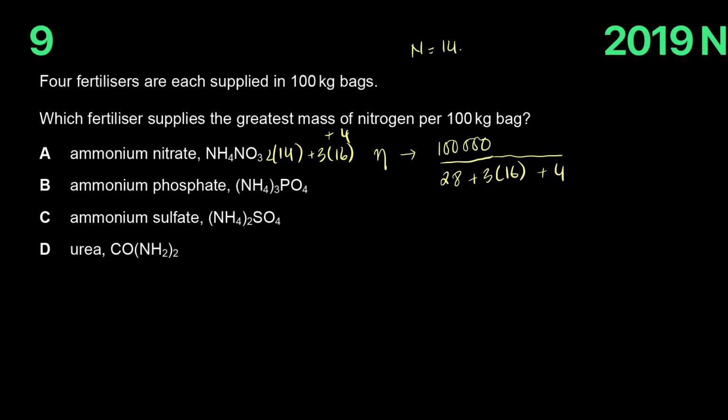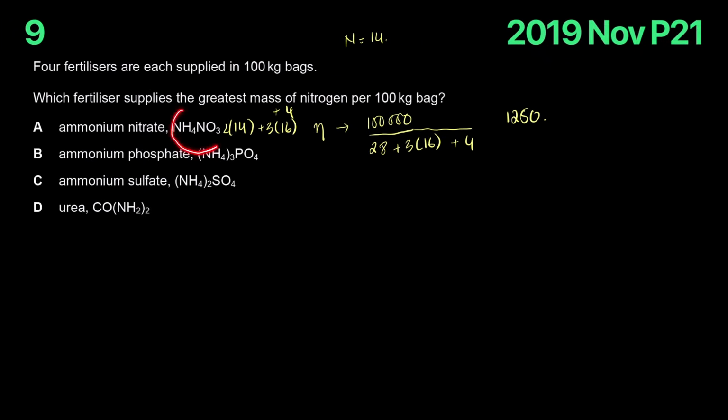My calculations will tell me real quick. 16 times 3 is 48, plus 28 plus 4 is 80. 100,000 divided by 80 is 1250 moles. So the total moles in 100 kilograms are 1250, and there are 2 nitrogens in each, right? So each mole of ammonium nitrate will give me 2 moles of nitrogen, so 1250 moles will give me twice the amount, which is going to be 2500, if that makes sense.